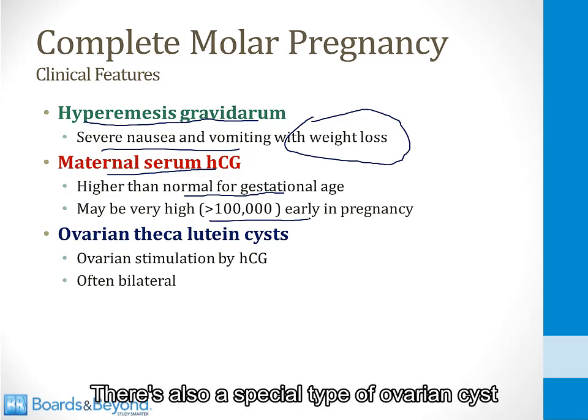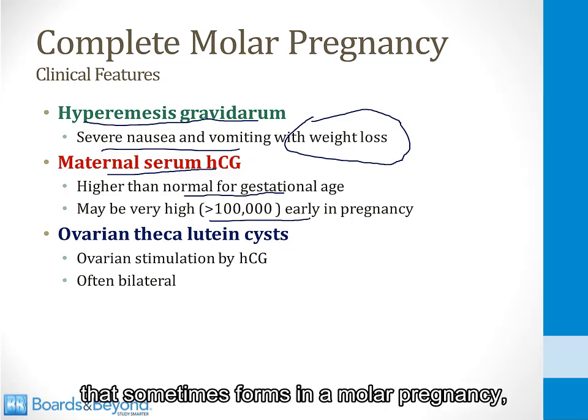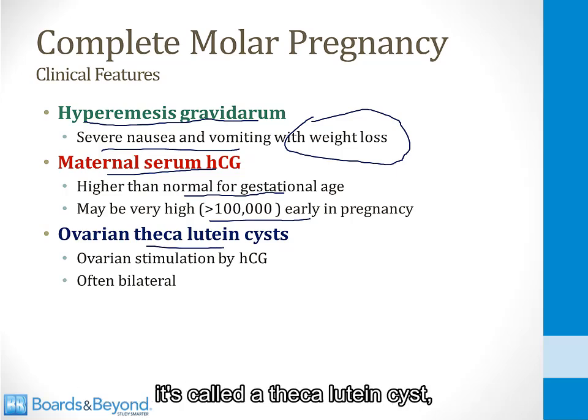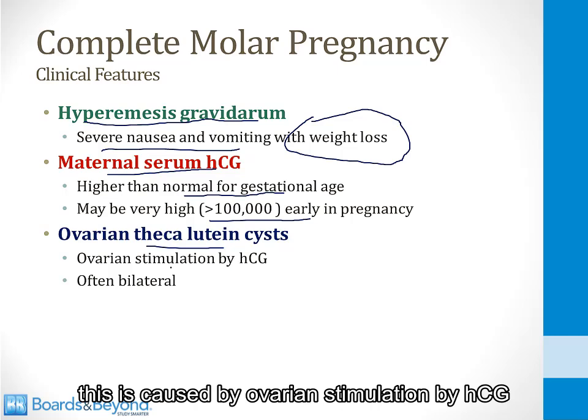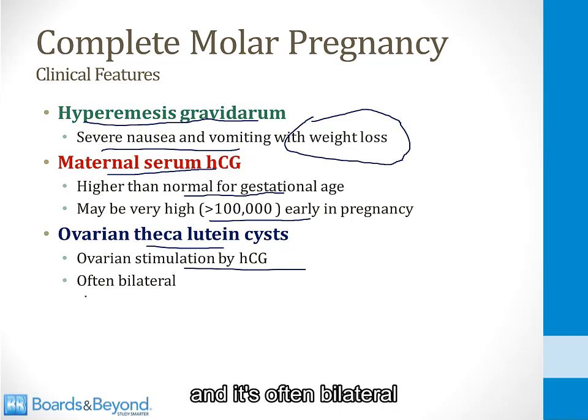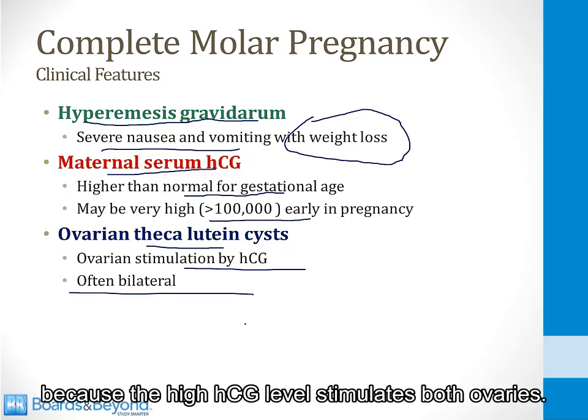There's also a special type of ovarian cyst that sometimes forms in a molar pregnancy. It's called a theca lutein cyst. This is caused by ovarian stimulation by HCG, and it's often bilateral because the high HCG level stimulates both ovaries.